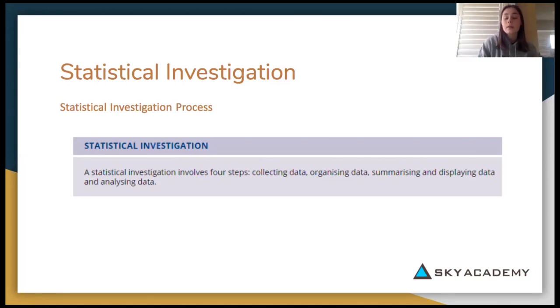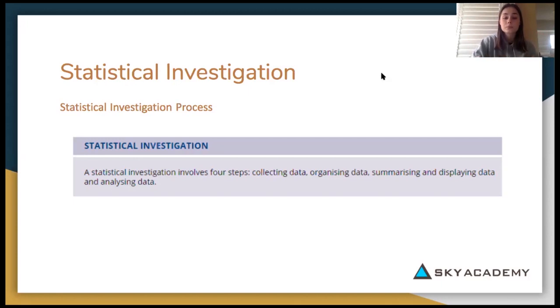I would collect data. I would organize that data into a table of values. I would summarize and display that data into a scatter plot. And then I would analyze that data and determine whether it was positive or negative, whether it was linear, non-linear, or whether it was strong or weak correlation. So that's what a statistical investigation involves, just the 4 steps.